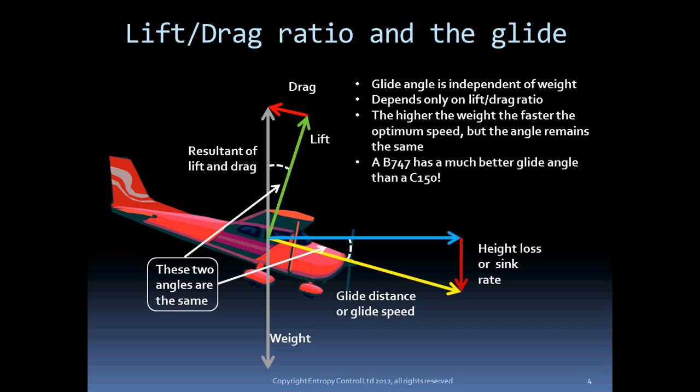Because the lift drag ratio depends only on the geometry, a clean aeroplane like a Boeing 747 has a much better glide angle than something like a Cessna 150, which is interesting, isn't it?